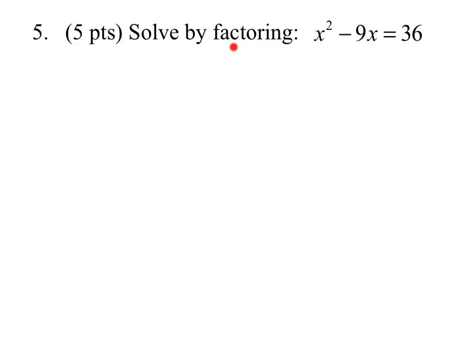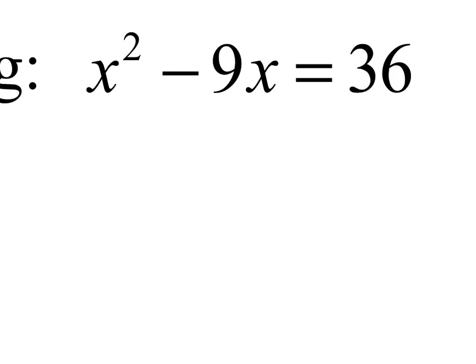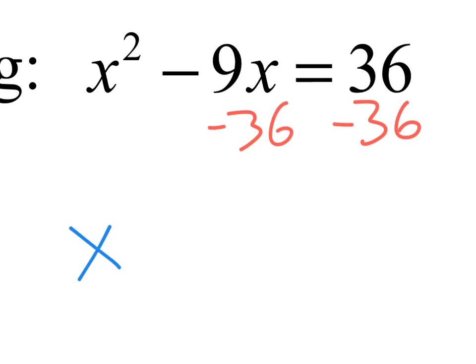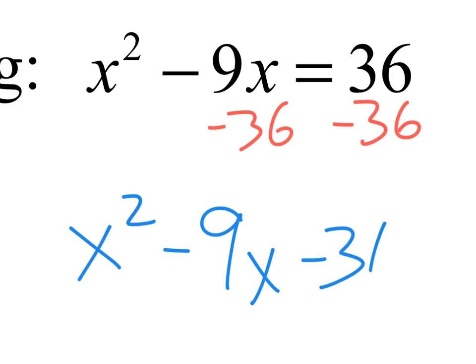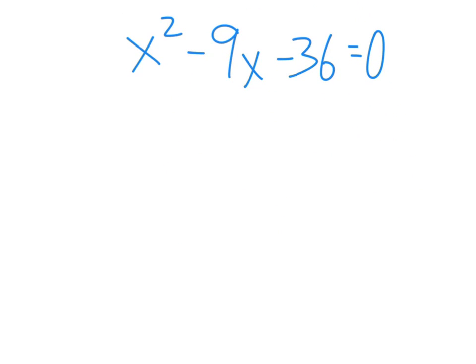For question number 5, we're going to have to solve by factoring, meaning that we're going to have to figure out what these roots are, right? And to do that, we're going to have to get everything on the same side. We'll start by subtracting 36 from both sides. And when we do, we're going to have x squared minus 9x minus 36 equals 0. Great. Now here's the part where it can get a little bit tricky. We're going to have to figure out which pair of numbers multiply to negative 36 and add to negative 9.